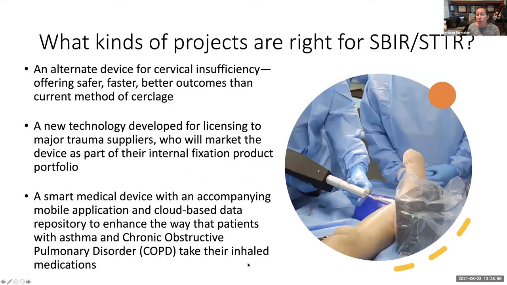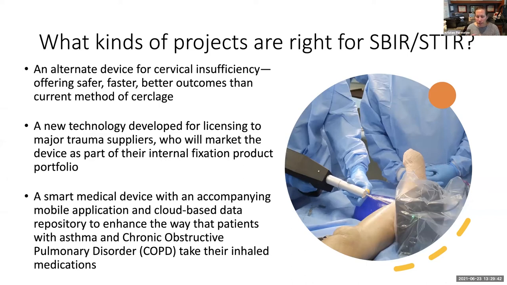All right, here's a look at a couple of projects that were funded, just to give you a sense of what they look for. I think these are all NIH. I'll let you know if they're not. One was an alternative device for cervical insufficiency, which hasn't evolved in 50 years. This is an OBGYN from Tufts University who started a company and he came up with a new way to do this. The current standard of care is called a cerclage, which is essentially a stitch of the cervix. But there are a lot of complications with that. And he created this better, safer, cheaper method of doing surgical cerclage.